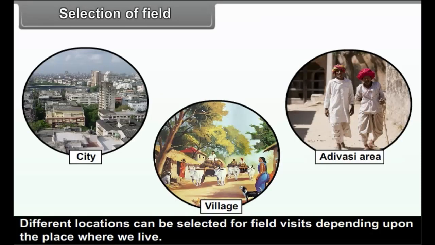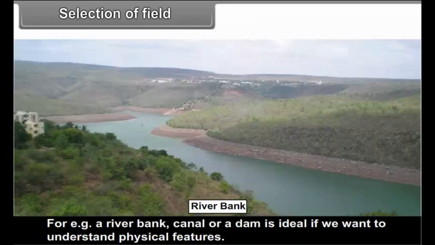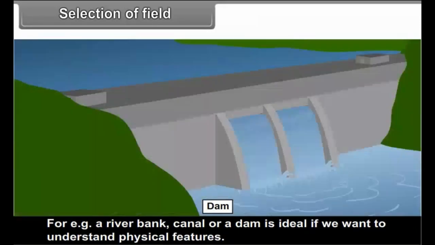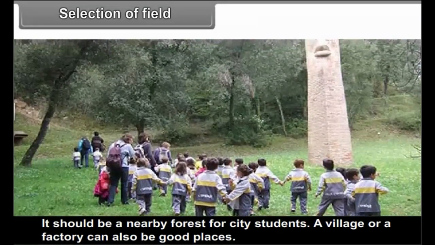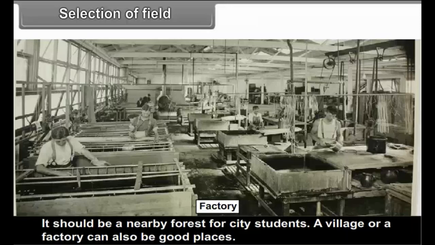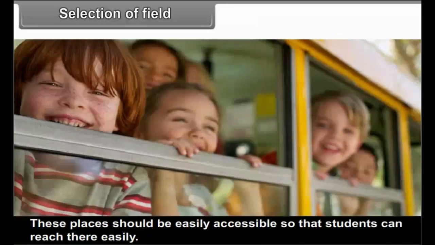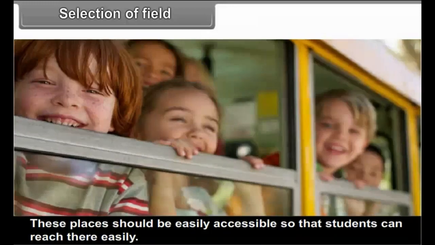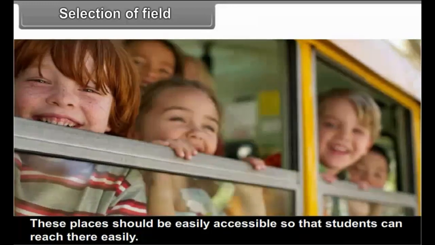Selection of field. Different locations can be selected for field visits depending upon the place where we live. For example, a river bank, canal or a dam is ideal if we want to understand physical features. It should be a nearby forest for city students. A village or a factory can also be good places. These places should be easily accessible so that the students can reach there easily.